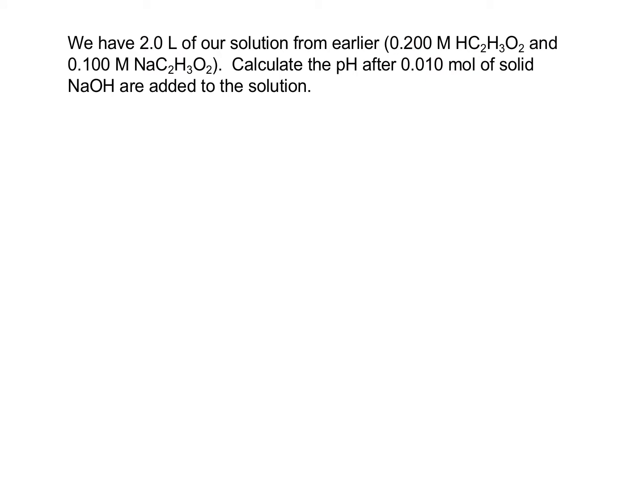So let's go back and use the same solution that we started our discussion of buffers on. In this case, we have 2 liters of that solution, and we have 0.2 molar acetic acid and 0.1 molar sodium acetate. And so we want to calculate the pH after we've added some number of moles of sodium hydroxide.